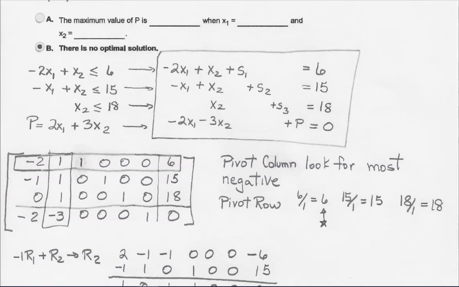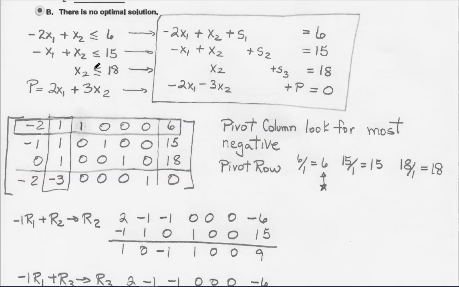So let's scroll up here. So here are the constraints. Here's the thing I want to optimize. We introduce the first slack variable to make it equal to 6, the second slack variable to make it equal to 15, the third slack variable to make it equal to 18. You move the 2x1, the 3x2 to the left, making them negative, and here's p, and it's equal to 0.